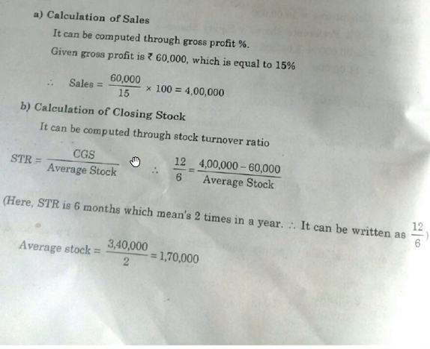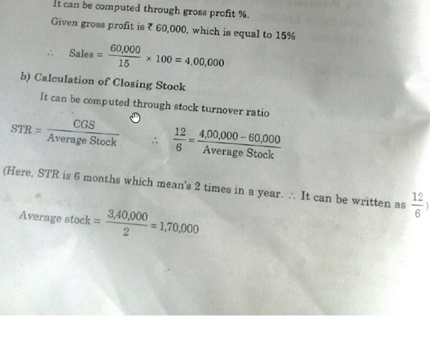So calculation of sales, it can be computed through gross profit percentage. So given gross profit is rupees 60,000, which is equal to 15%. So sales is equal to 60,000 divided by 15 into 100. So 60,000 is for 15%, so what is for 100%? Cross multiply. That's how you get 60,000 divided by 15 into 100, which is 4 lakhs.